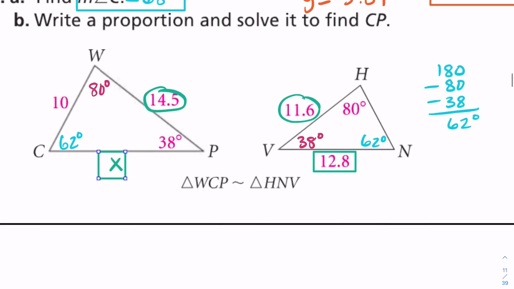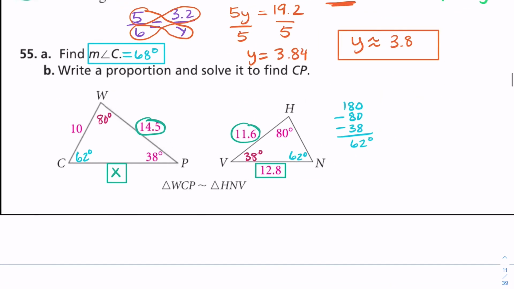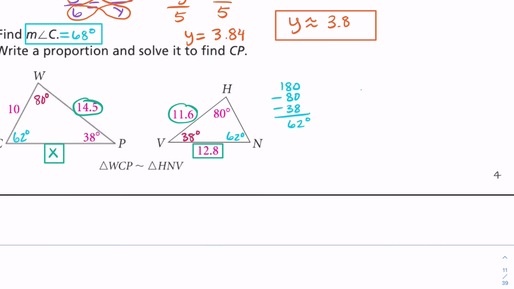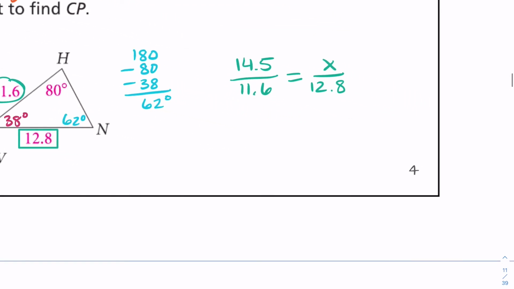So these are compared to one another, and those are compared to one another. So I'm going to go from left to right. 14.5 is to 11.6 as x is to 12.8. And now I'm going to find my cross products. So I'm going to get 11.6x, and I'm going to generate this on the calculator. So 14.5 times 12.8 is 185.6.